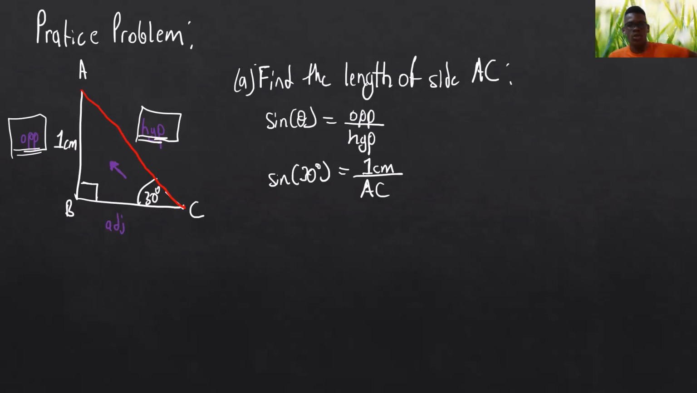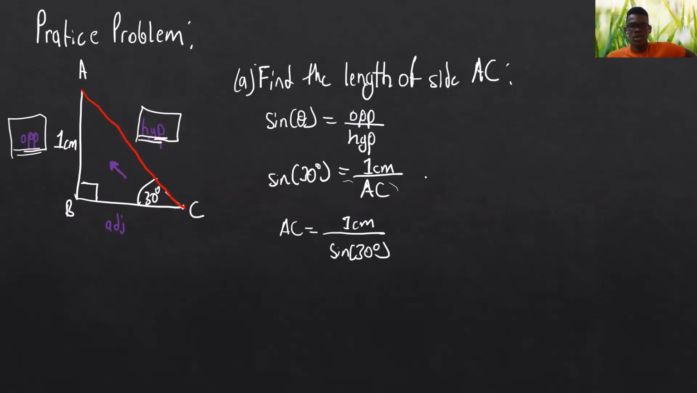Now, what we need to do here to make AC the subject: AC is in the denominator. So there are two ways you can make AC the subject. The easiest way is to just swap sine 30 degrees and AC, and you will get AC is equal to 1 centimeter divided by sine 30 degrees, right? You can actually swap those two, and with good reason, that is mathematically possible and legal.